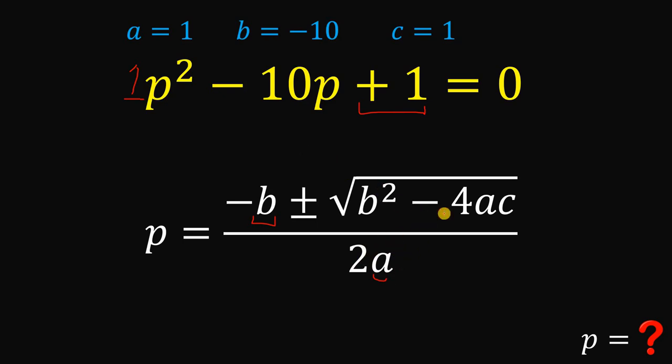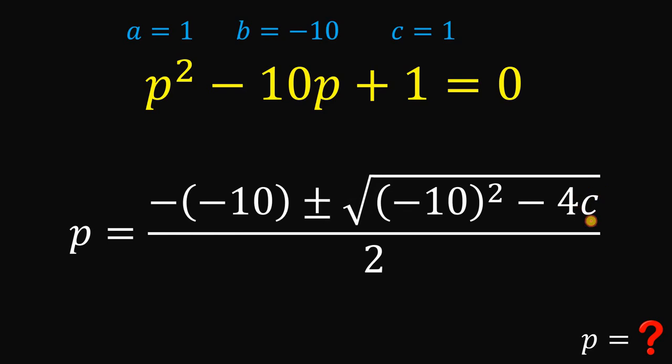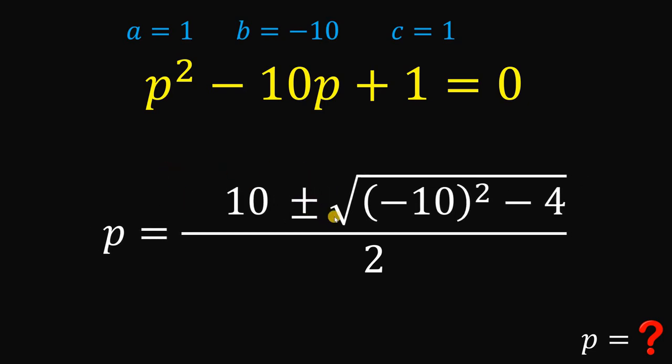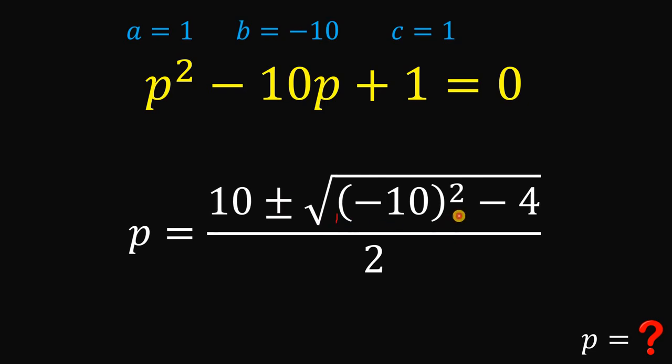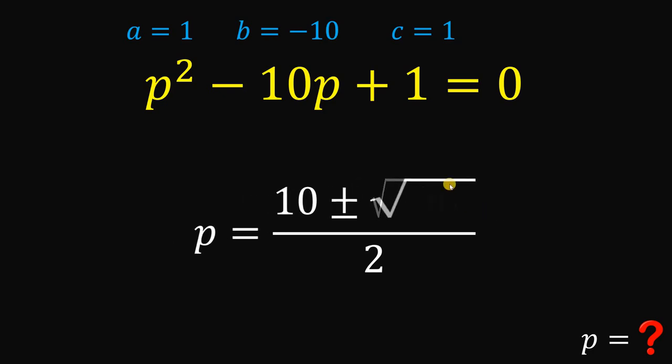So now, let's replace all a with positive 1. And then, let's replace all of this b with negative 10, like this. And for the last time, let's replace the c with its value, positive 1. Now, let's simplify. Negative of negative 10, this will give us positive 10. And we have here negative 10 raised to the power of 2, so this will give us 100. So we have 100 minus 4, and this will give us 96.